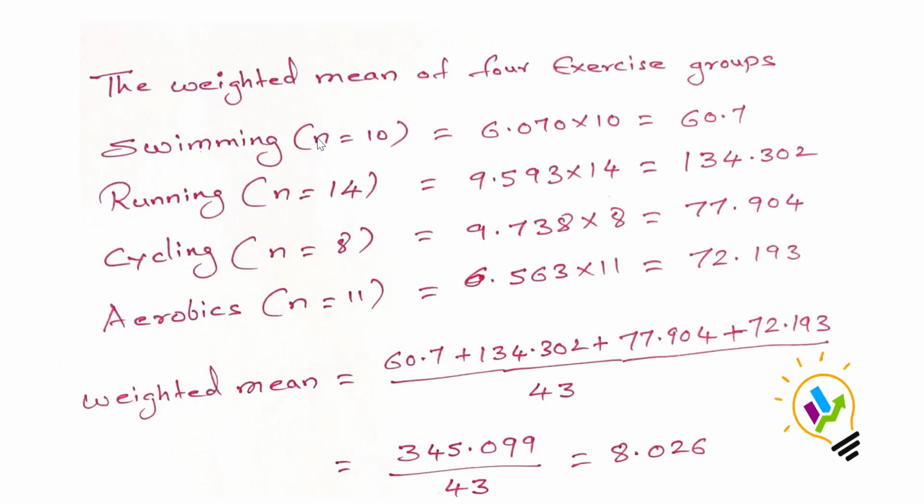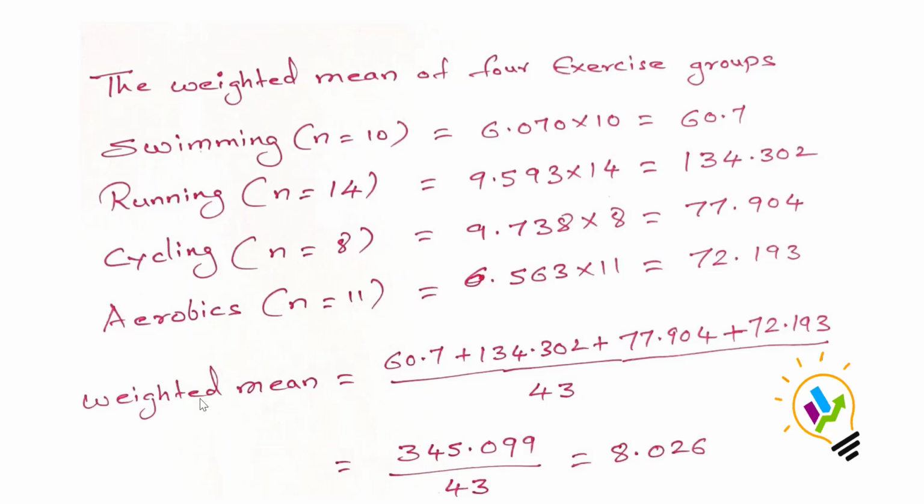Now the same thing we are doing. For swimming we got n is equal to 10. The mean value for swimming is 6.070 into 10, 60.7. Running n is equal to 14. 9.593 is the mean value for the running category. Into 14 we got this value, 134.302. For cycling n is equal to 8. The mean value for cycling is 9.738 into 8, that is 77.904. For aerobics n is equal to 11. The mean value is 6.563 into 11, 72.193.